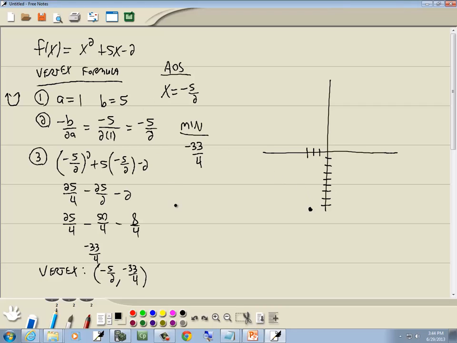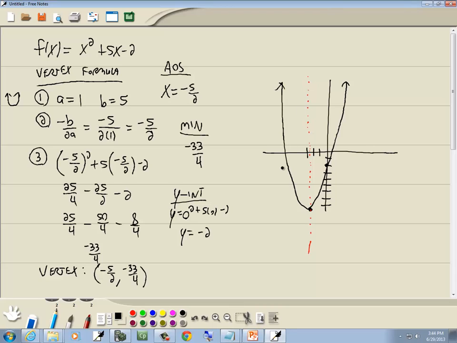Now for our y-intercept, if I were to put 0 in for x, we'd have y is equal to 0 squared plus 5 times 0 minus 2. So we get y is equal to negative 2, which is right there. Well, our axis of symmetry is at negative 2.5. We've got these 2 points, so I'll sketch the parabola here. Now flip it over to get my left side by symmetry. And we get something like that.